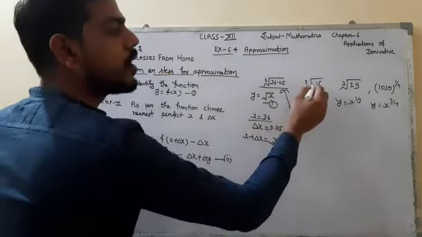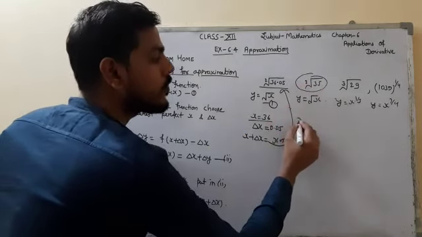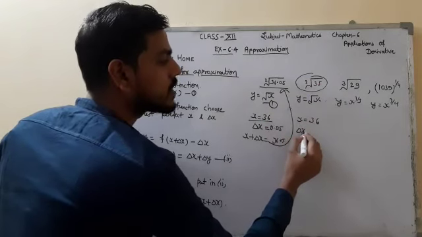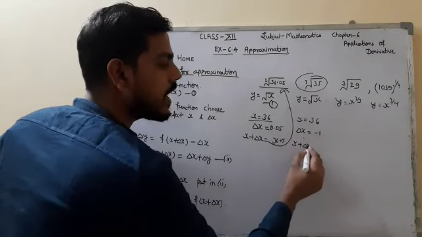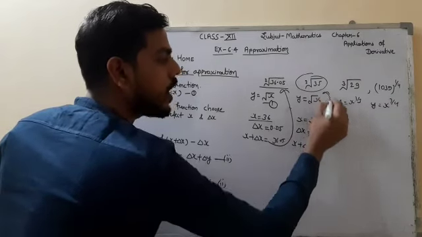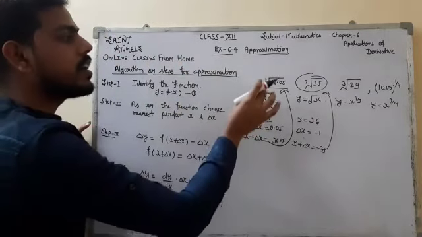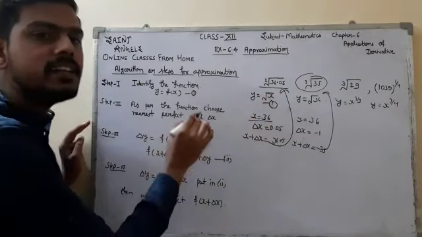In the same way, if you are given y equals under root 35, for this problem what would be the value of x? The perfect square is 36. Then what would be the value of delta x? It equals -1, because x plus delta x should equal 35. Okay. So I hope it's clear. So as per the function, we will find the perfect x and delta x.